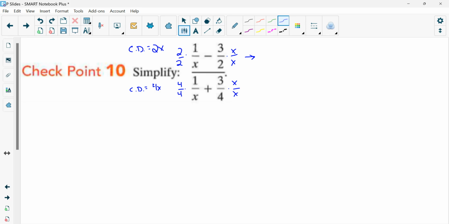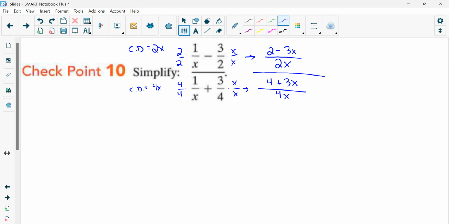Okay, so that would give us, on the top, our common denominator is 2x. And so 2 times 1 is 2, minus 3 times x is 3x. In our denominator, our common denominator is 4x. 4 times 1 is 4, plus 3 times x is 3x. Okay, so we did the addition already. That was inside those imaginary parentheses. Now we're going to have to divide.